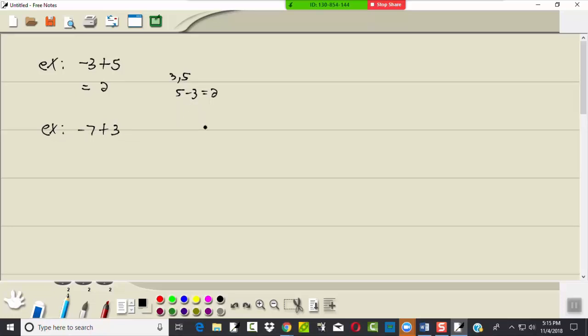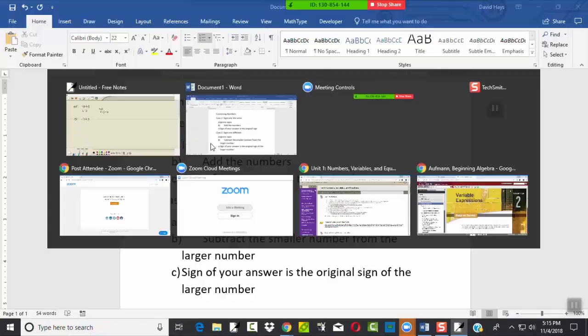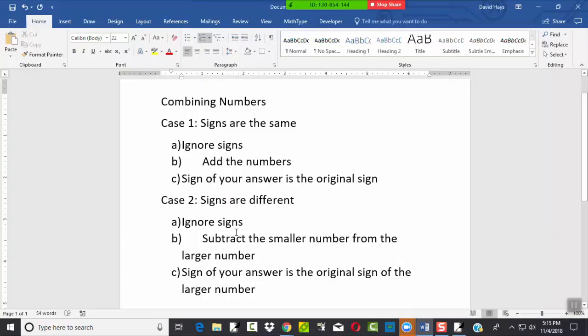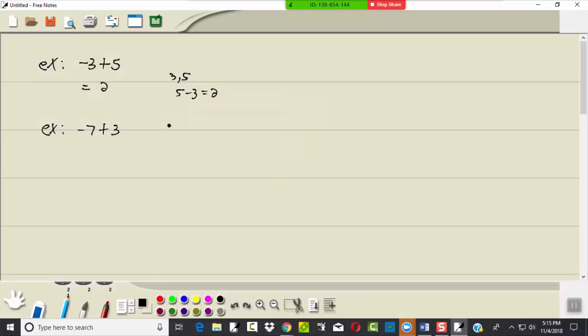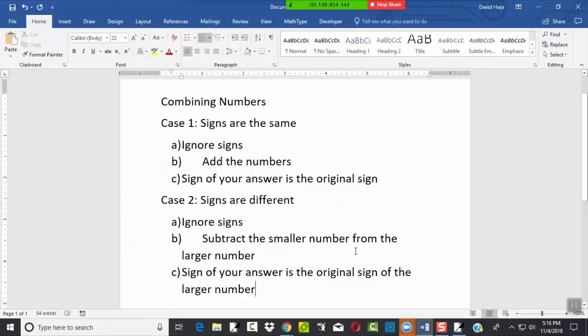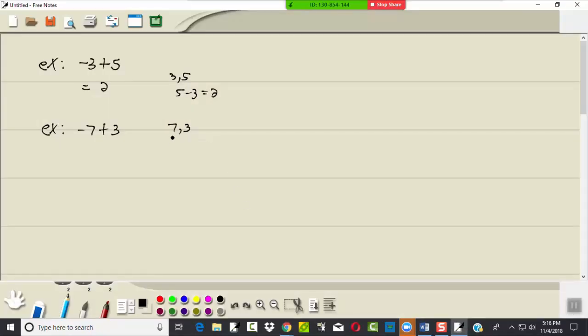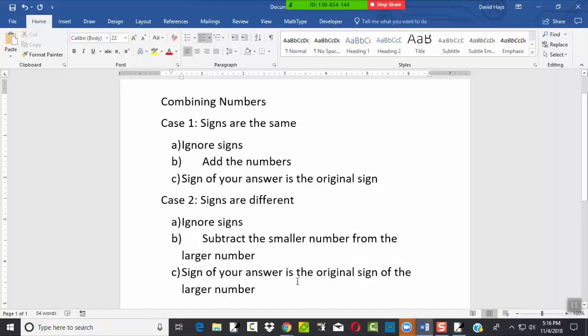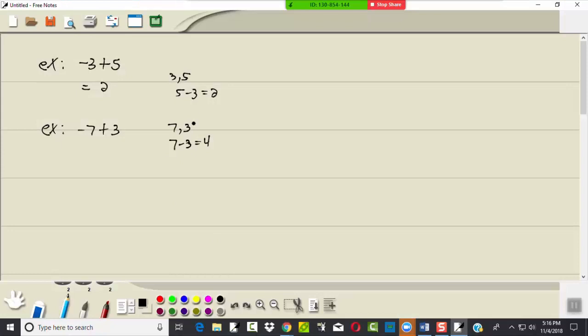Now if I add this, negative 7 plus 3. Again, the signs are different, so we're still case 2. We'll ignore our signs, so we got 7 and 3. Subtract smaller number from larger number. 7 minus 3 is 4. Sign of your answer is original sign of larger number. Our larger number was 7, which originally was negative. So our answer is going to be negative 4.